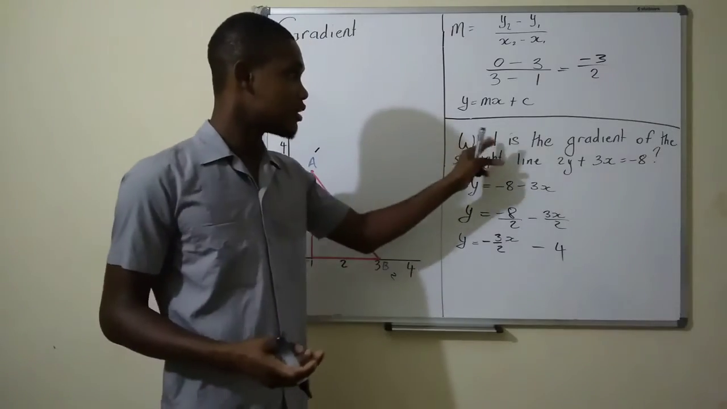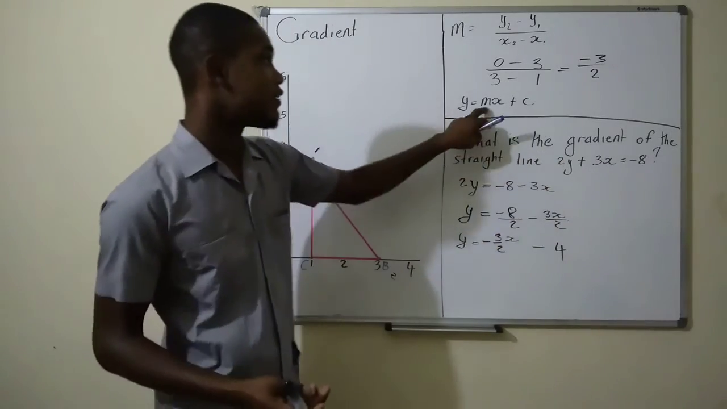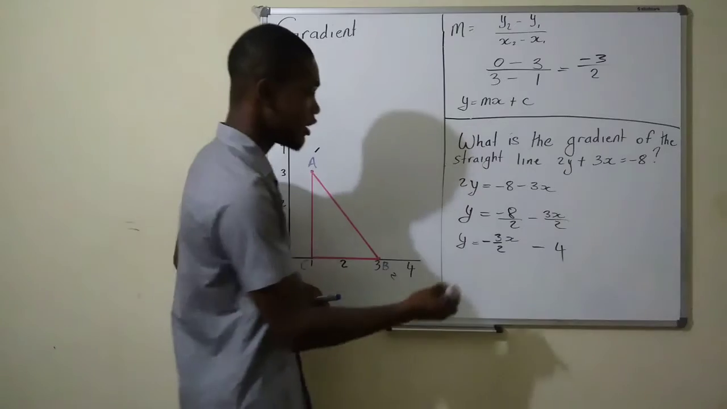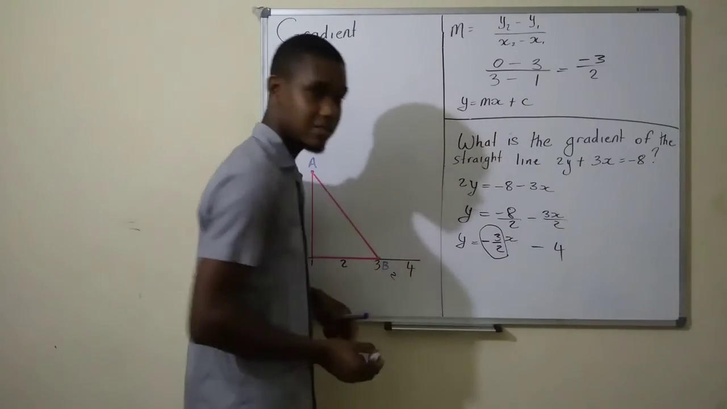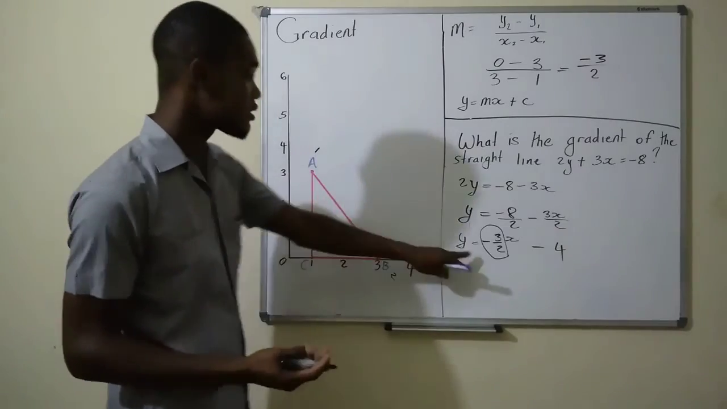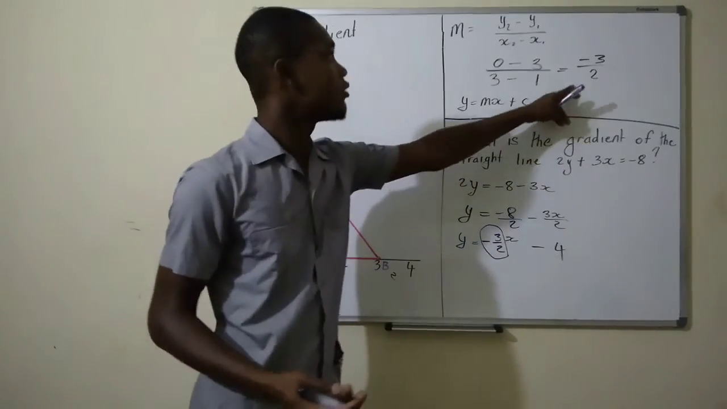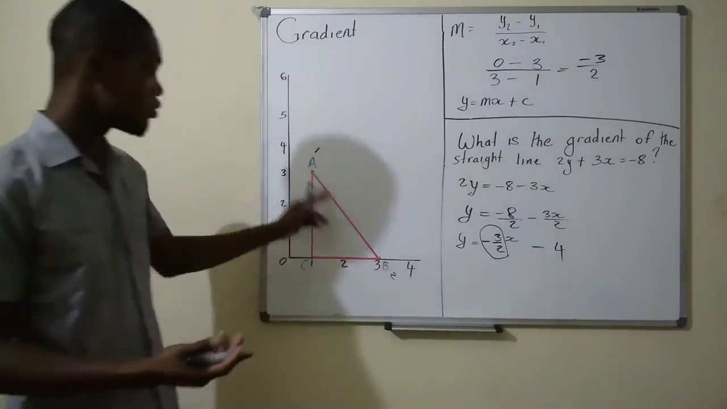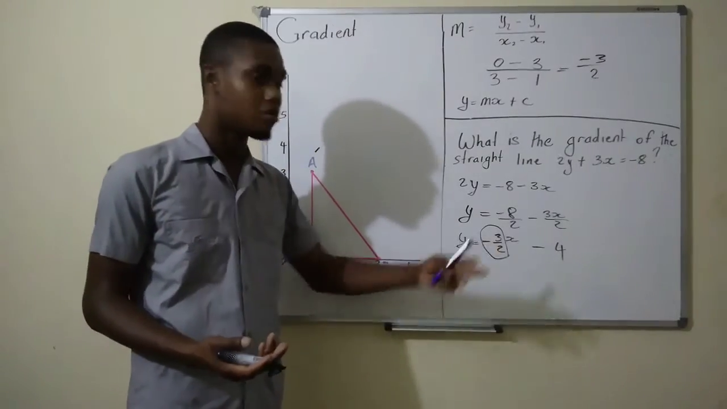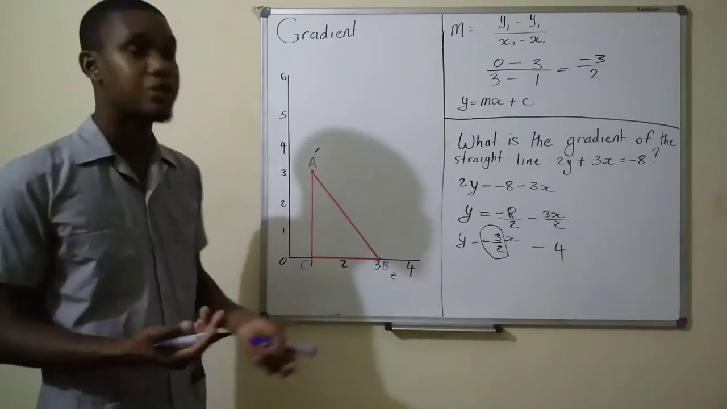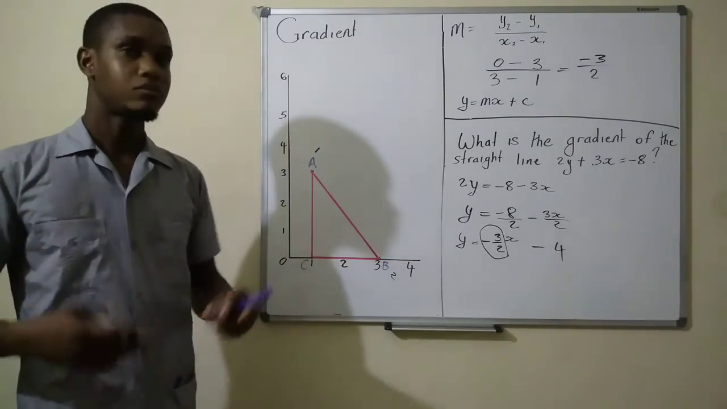Looking at this, it says what is the gradient of the line? The fact that m is the gradient means that whatever is attached to the x is the gradient. So in this case, the gradient is negative 3 over 2. That's the general principle of finding gradient.